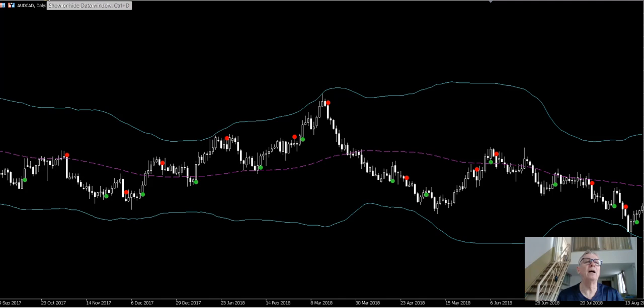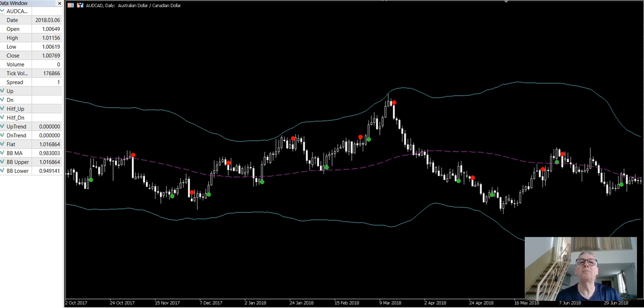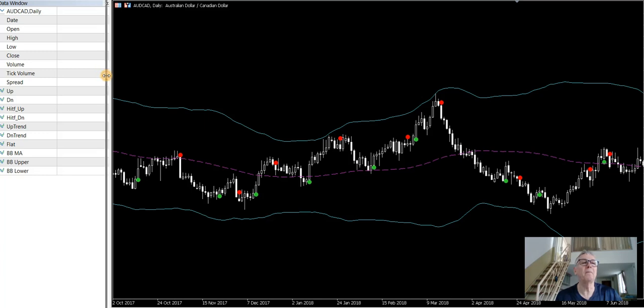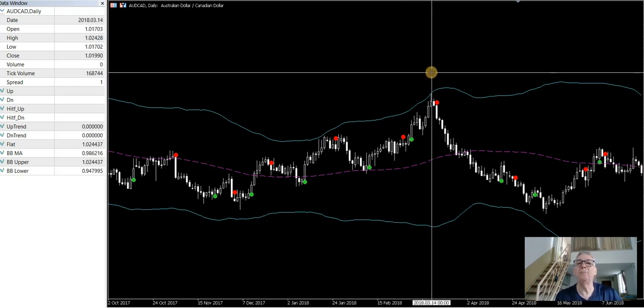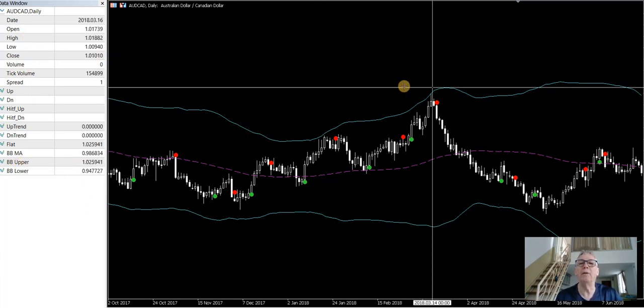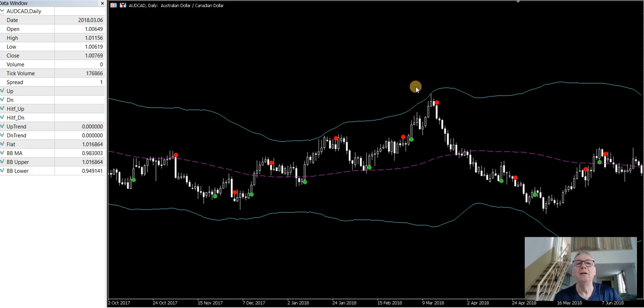You can always just use your little data window. Up here, you probably can't see that. Bring that out a bit so you can see. Put your little crosshairs on there. Look at your Bollinger Band, upper 102. Here's the upper here, and we're looking for the high over here, right? So upper was 102.4437. The high 102.42. Damn, didn't touch.